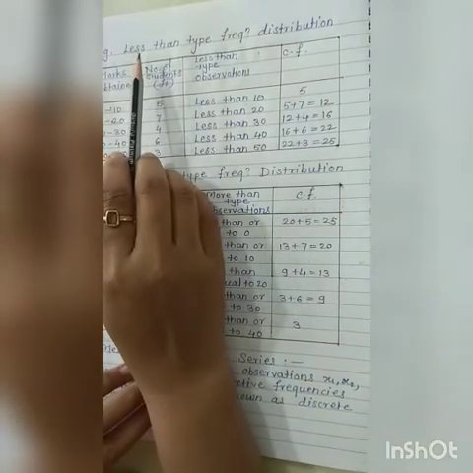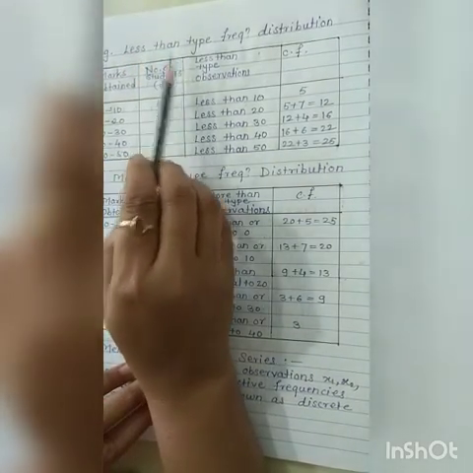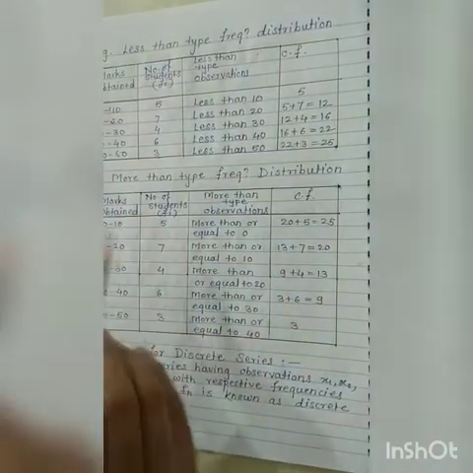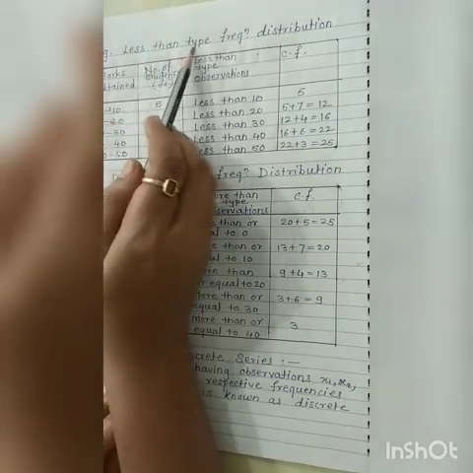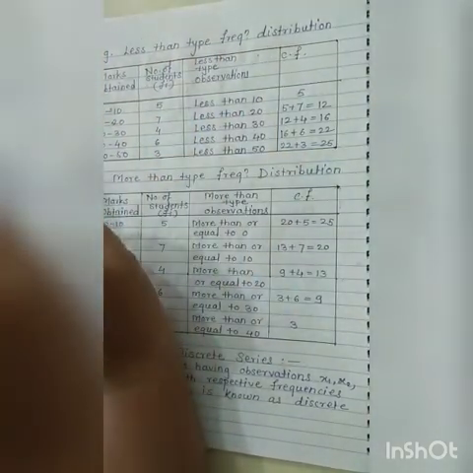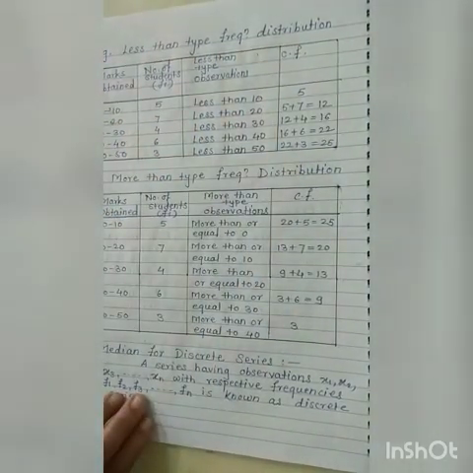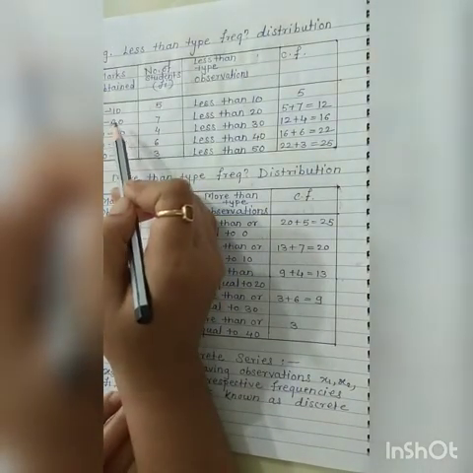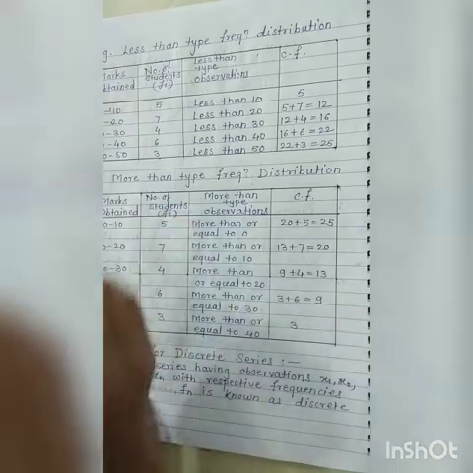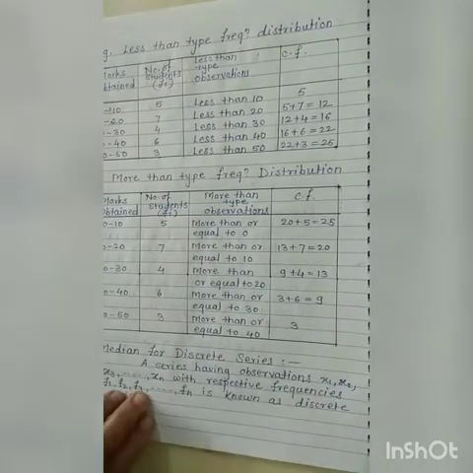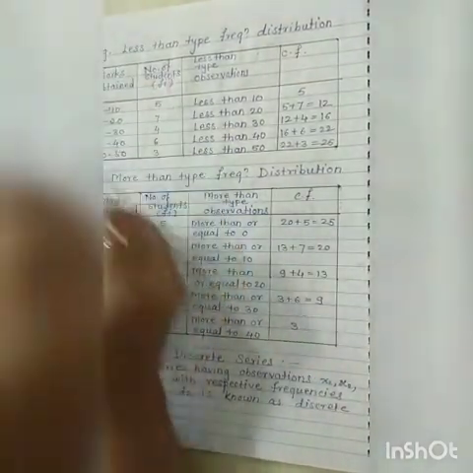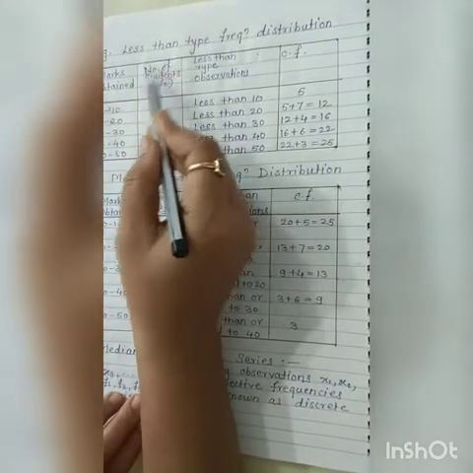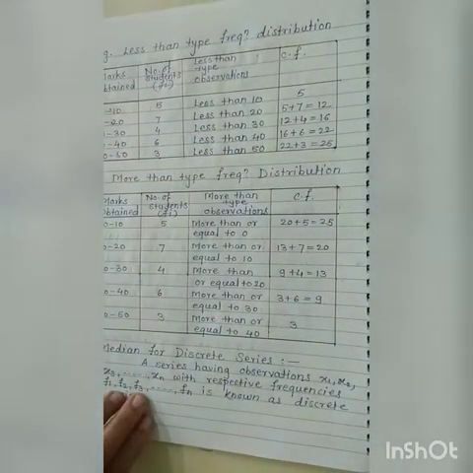Formation of these two distributions can be understood with the help of an example. So the first example is for less than type cumulative frequency distribution. Consider a grouped frequency distribution of marks obtained out of 50 by 25 students in a certain examination as given here. Here marks obtained and the corresponding number of students are given.